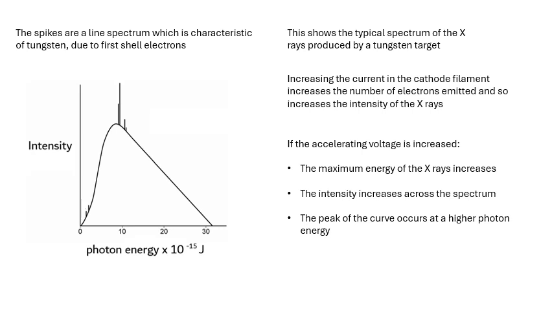So increasing the current in the cathode filament increases the intensity of the X-rays across the spectrum. If you increase the accelerating voltage, now, and this actually is mentioned in the specification, the maximum energy of the X-rays increases. So in this diagram here, the maximum energy is there. If you increased the accelerating voltage, that would get bigger. It would maybe go to there. Again, the intensity across the spectrum will increase, and the peak of the curve will happen at a higher photon energy.